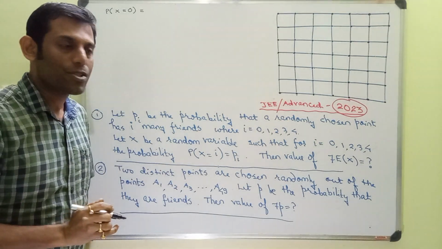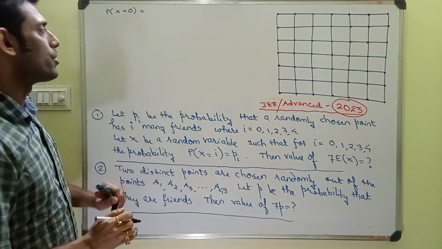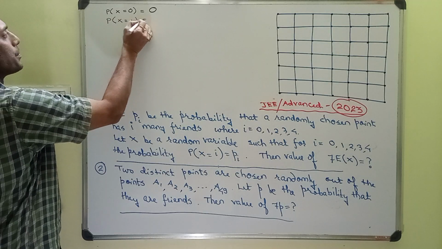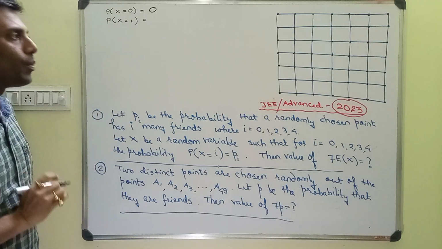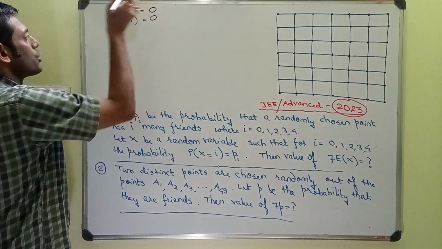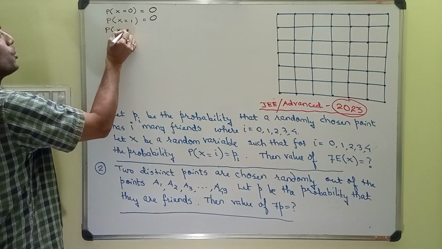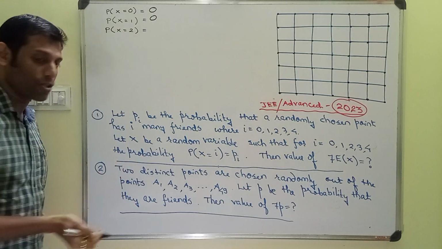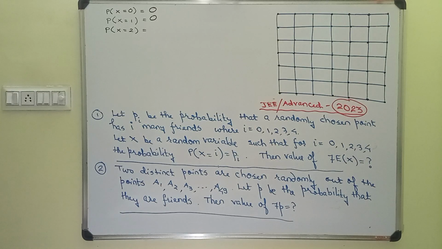A person has 0 friends. Not possible. P of X equal to 1. I equal to 1. A person has one friend only in this situation. Not possible. 0. P of X equal to 2. A person has two friends. How many such persons exist out of the total persons?